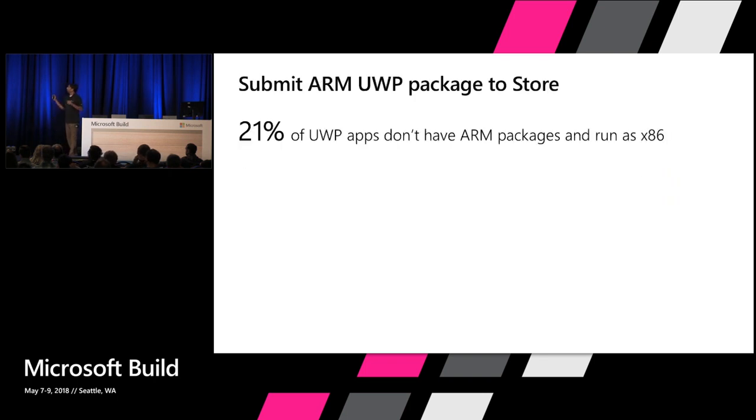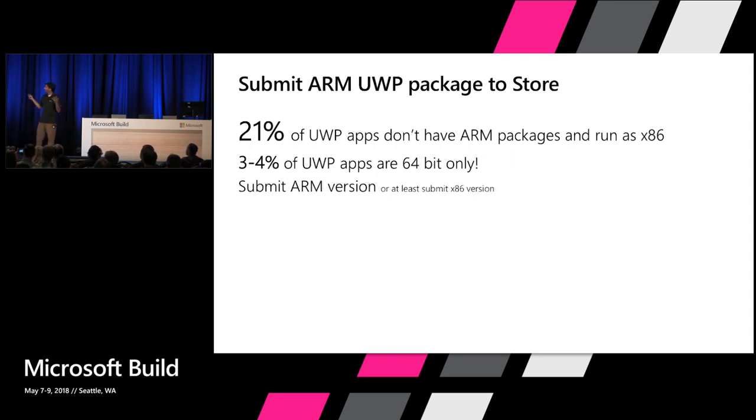So submit an ARM. Let me show you some telemetry from our store. 21% of the UWP apps today run as x86 on this device because they haven't submitted an ARM package. 3 to 4% are 64-bit only, which means they don't run on this device either at all, right? We don't support 64-bit. So given the simplicity, it's not a lot of effort for you to submit an ARM package. There is really no effort required. So please submit an ARM package so that you can get all of these apps running on Windows 10 on ARM.